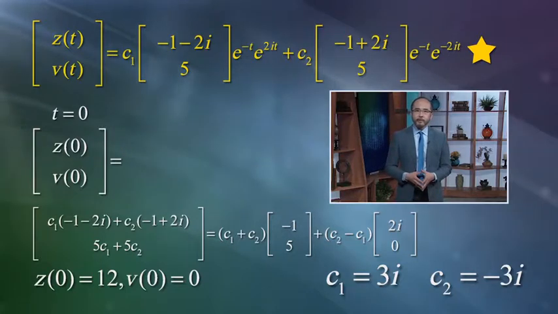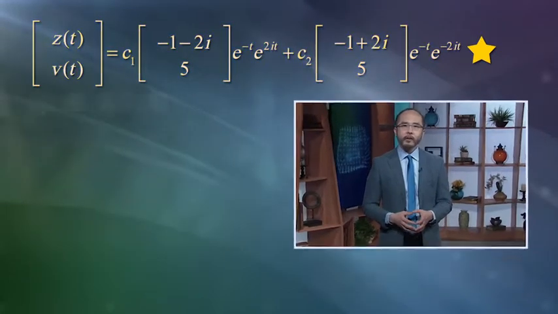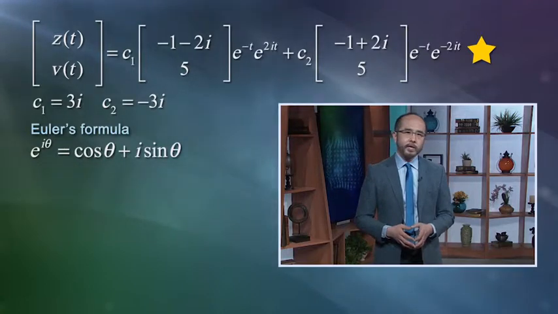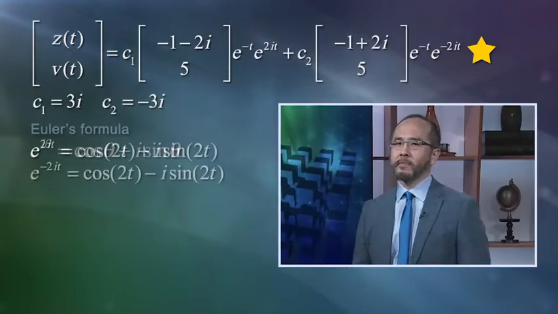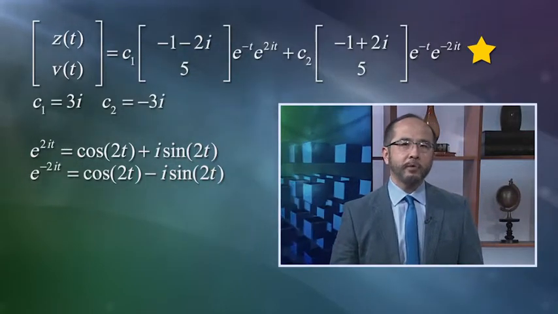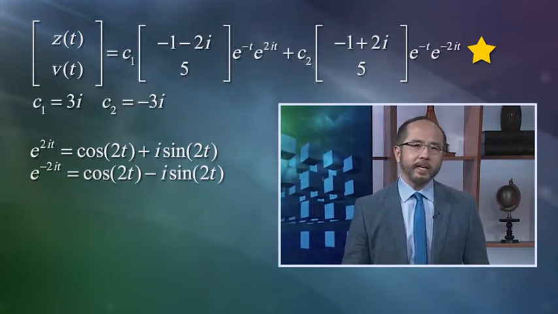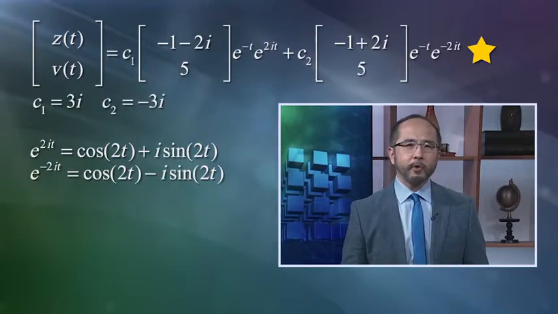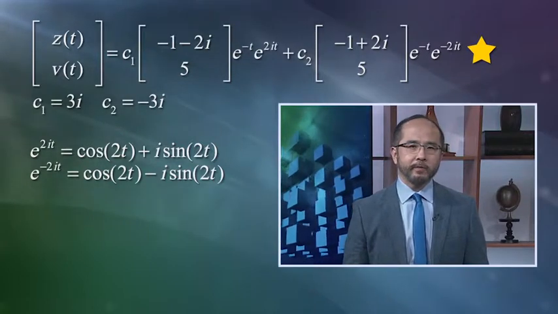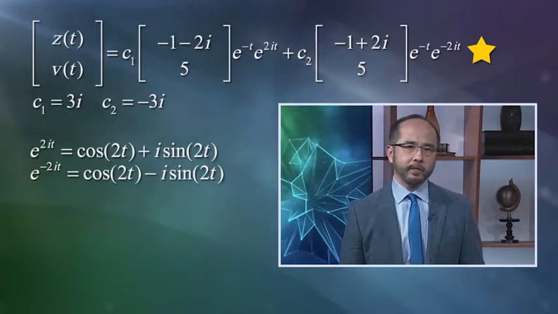You might also notice that equation involves exponentials of complex numbers. We'll use an identity known as Euler's formula: e to the i theta equals cosine theta plus i sine theta. Then e to the 2it and e to the minus 2it can be expanded like this. Notice that we are beginning to get a clue for where the oscillation in the spring comes from. The exponentials of complex eigenvalues, because of Euler's formula, lead to linear combinations of cosine and sine expressions.